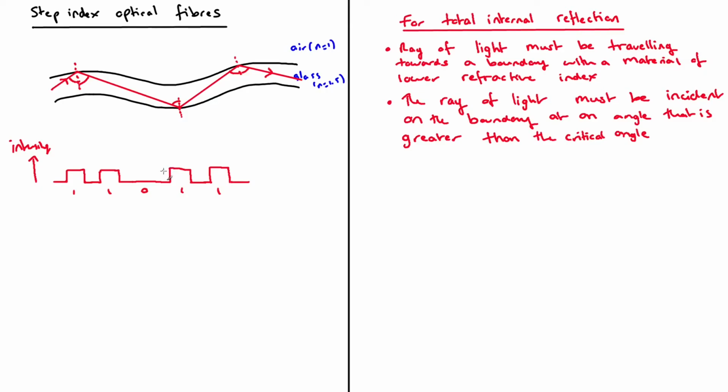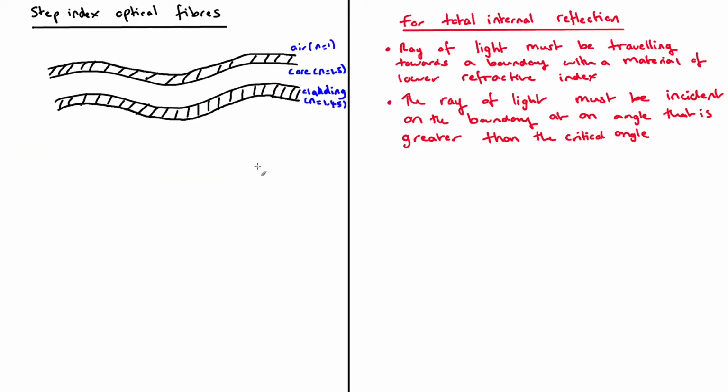So let's have a look at that. Okay, so here we have our step index optical fibre, where you can see we've got a core and we've got the cladding here between the air. So the core of the fibre is surrounded by this cladding, which again has a slightly lower refractive index. So remember, if the ray of light is going to be reflected at this boundary, then we need the cladding to have a lower refractive index.